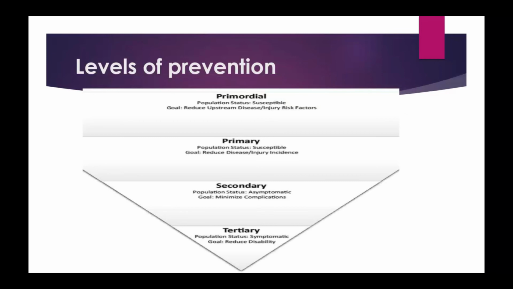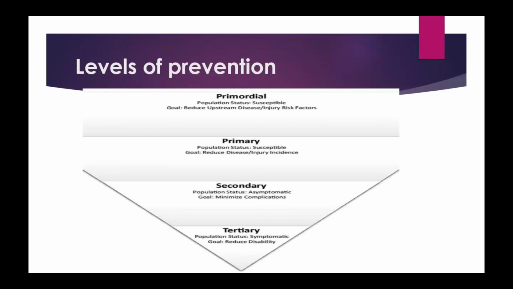In primary prevention risk factors are present, so we treat the risk factors, so that the disease cannot happen. For example, in case of hypertension, primary prevention is to treat the risk factors of hypertension, like obesity, dietary pattern and lifestyle. That's why in future the disease will not occur.